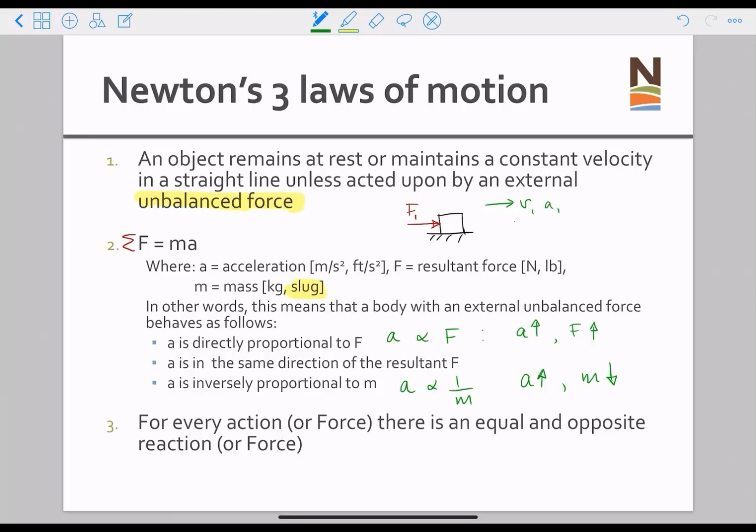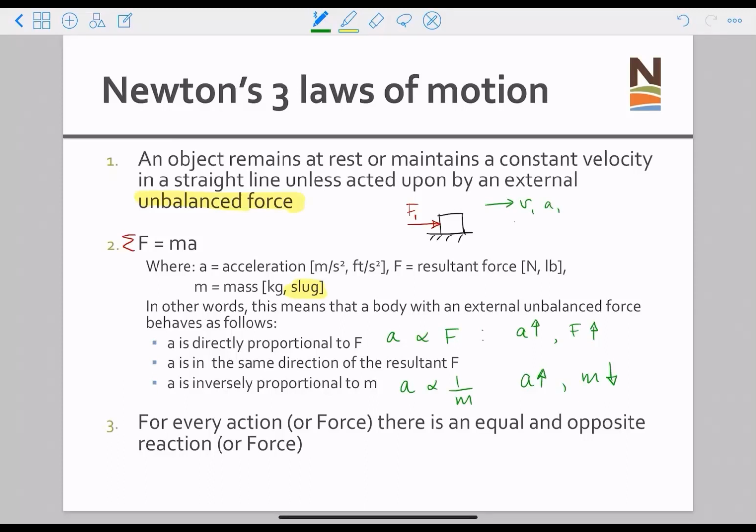Okay, last but not least, Newton's third law of motion. For every action or force, there's an equal and opposite reaction or force. So you'll often hear that term, reaction. There's an equal and opposite reaction. In this particular case, we're talking about actual forces, right?